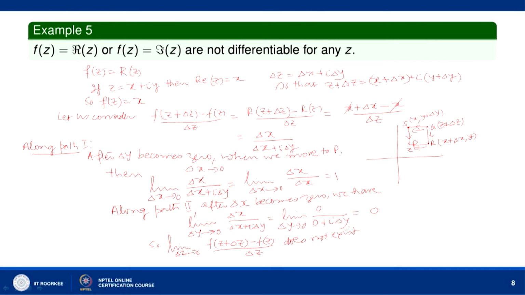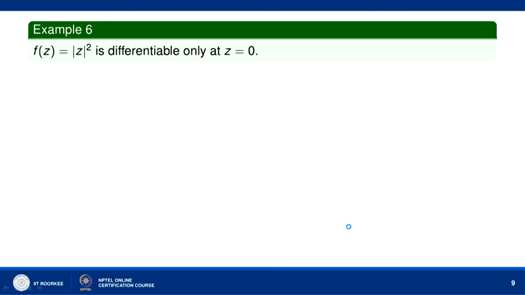And therefore, f(z) equal to real part of z is not differentiable for any z. Similarly, we can show that f(z) equal to imaginary part of z is not differentiable for any z.